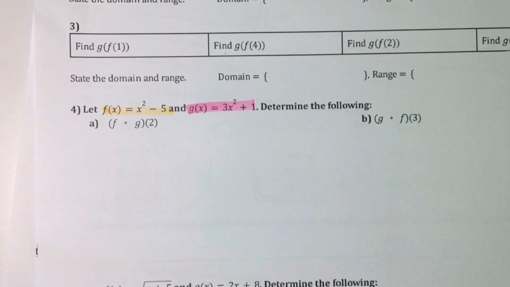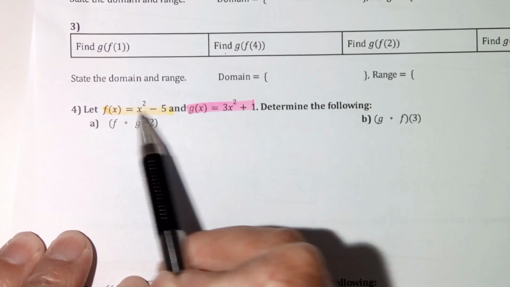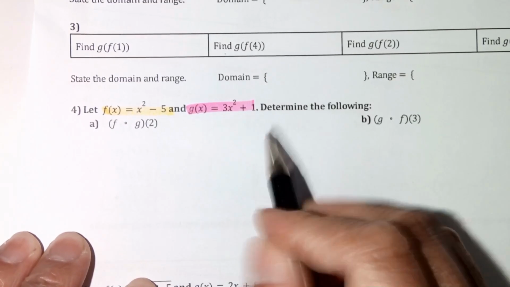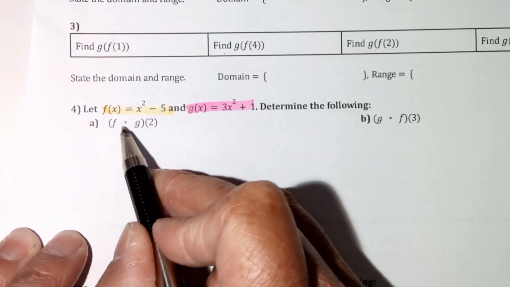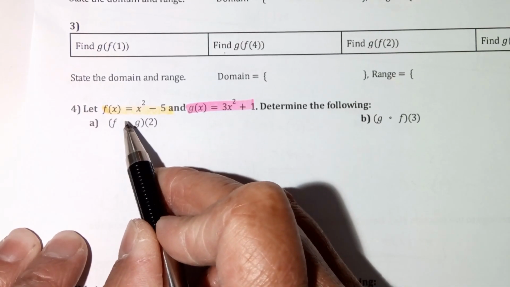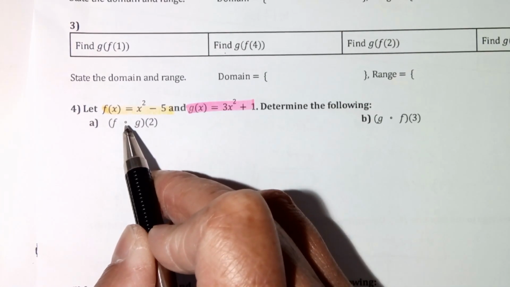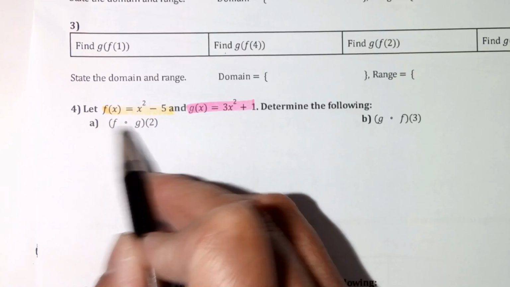Okay, question number 4. It tells us that f of x is x squared minus 5 and g of x is 3x squared plus 1. It's telling us to determine the following. If I notice, this circle is not filled in. If it was a closed circle, it would be what class? Multiplication. So I did see that mistake already. This is not f times g. That is not the case.